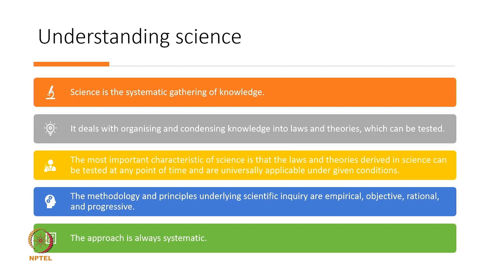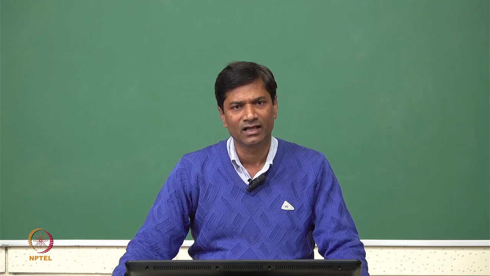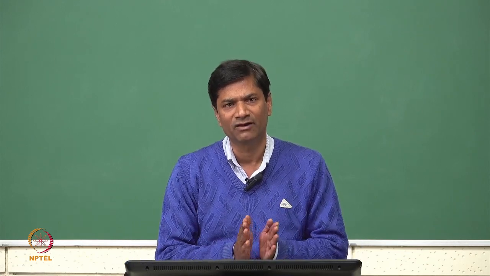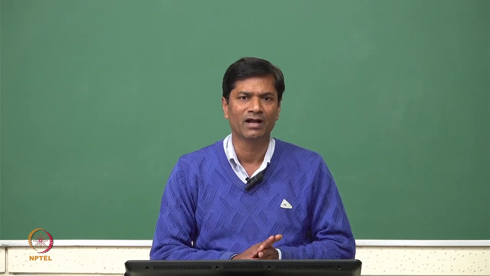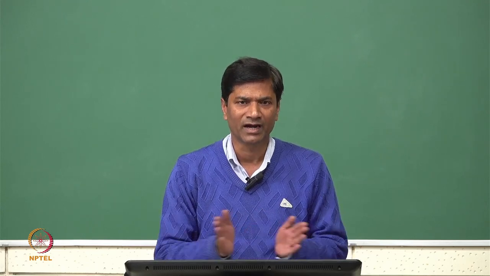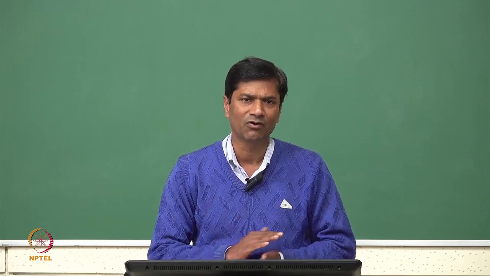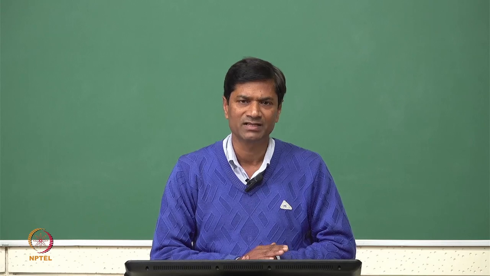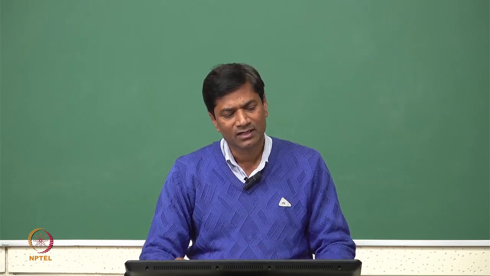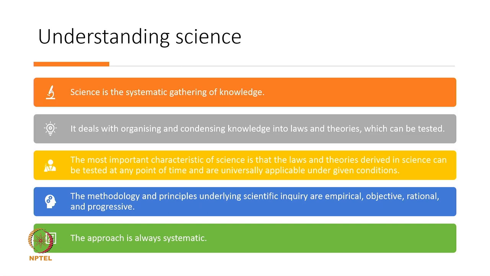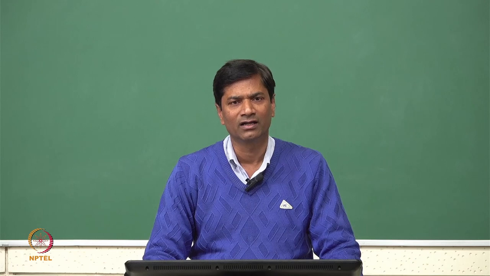As we know, science is systematic gathering of knowledge. When we say systematic, that means science happens in a very systematic way. It does not happen in a haphazard way. It does not happen in a random way. We are getting scientific knowledge in a systematic fashion, in a systematic way. Science deals with organizing and condensing knowledge into laws and theories. And the most important thing is that these laws and theories are universally applicable and can be tested.